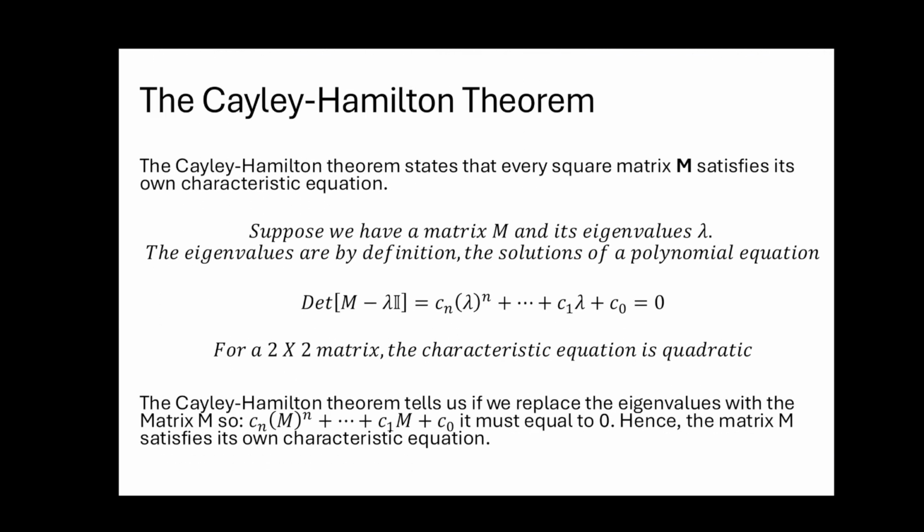If we move on to the Cayley-Hamilton theorem, the Cayley-Hamilton theorem states that every square matrix M satisfies its own characteristic equation. Suppose we have a matrix M and its eigenvalues lambda. The eigenvalues are by definition the solutions of a polynomial equation where we have some constant lambda to the power of n plus and so on, plus c1 lambda plus c0.